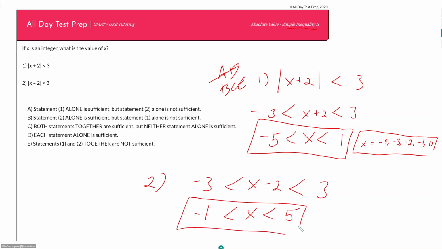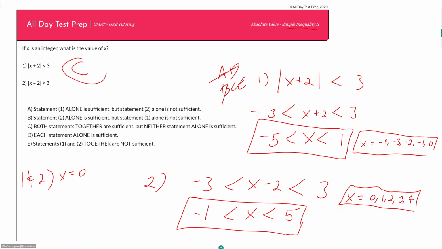We still have multiple integer values that are possible for x. And like the first statement, we can write them all out if we wanted to. x can be 0, 1, 2, 3, 4. This again is insufficient. Looking at them together, if you wrote them all out like I did, you can just find what these two boxes have in common. The only one they have in common is 0. That is the only possible value for x. Therefore, together, it should be sufficient.